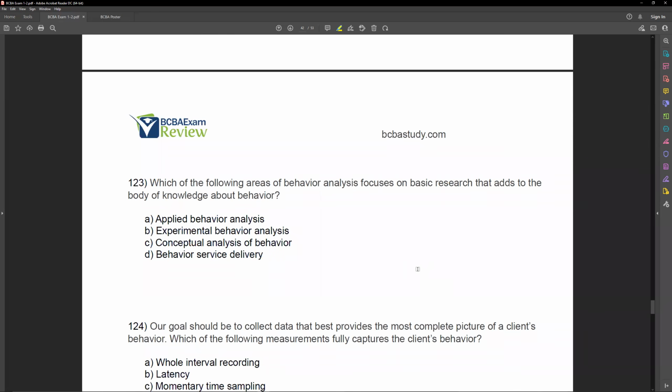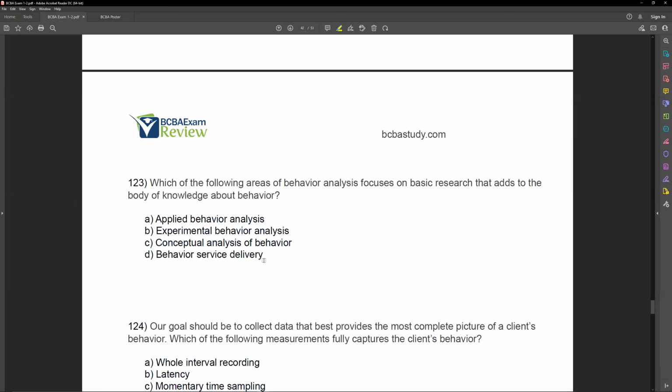123, which of the following areas of behavior analysis focuses on basic research that adds to the body of knowledge about behavior? These questions can be a little tricky because we don't really talk about the different bodies too much outside of the exam. For a lot of people, it's the first time you're actually learning about the different areas. Typically, as analysts, we just think about applied behavior analysis and behavior service delivery. Applied behavior analysis is, of course, what we do. We take our knowledge and apply it to socially valid situations.